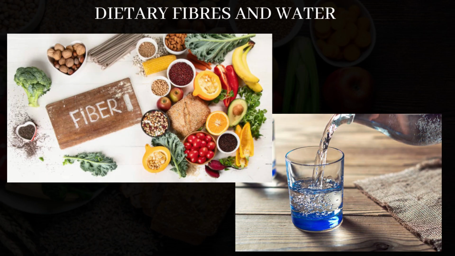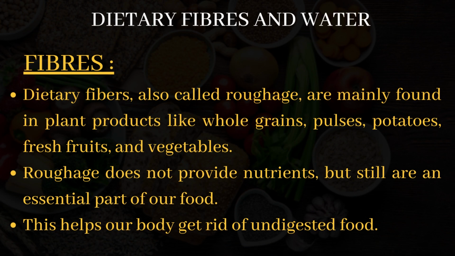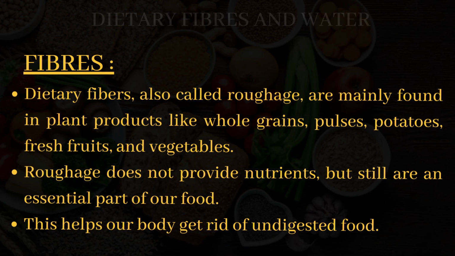Along with different nutrients, our body also needs dietary fibers and water. Dietary fibers, also called roughage, are mainly found in plant products like whole grains, pulses, potatoes, fresh fruits, and vegetables. Roughage does not provide nutrients, but still is an essential part of our food. This helps our body get rid of undigested food.